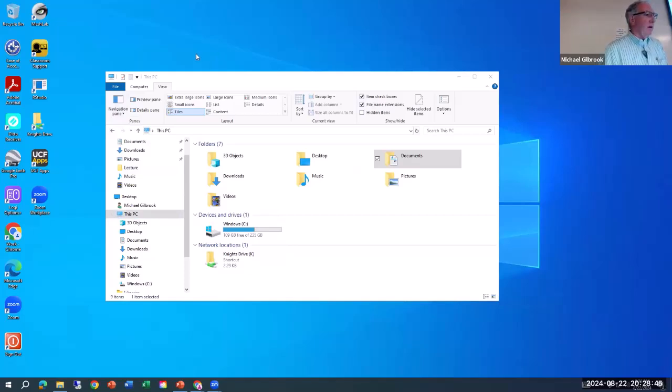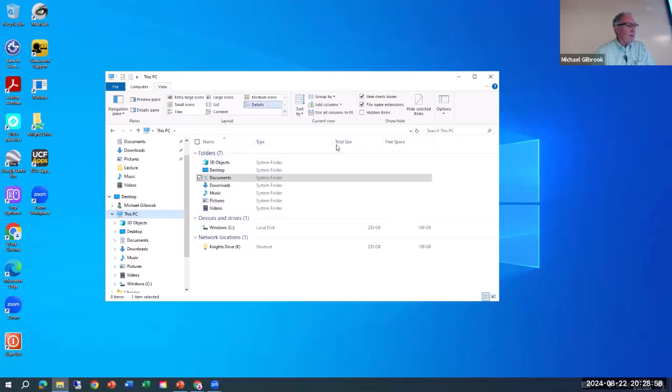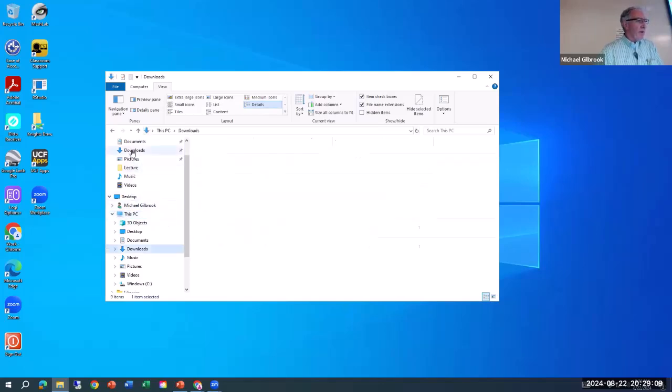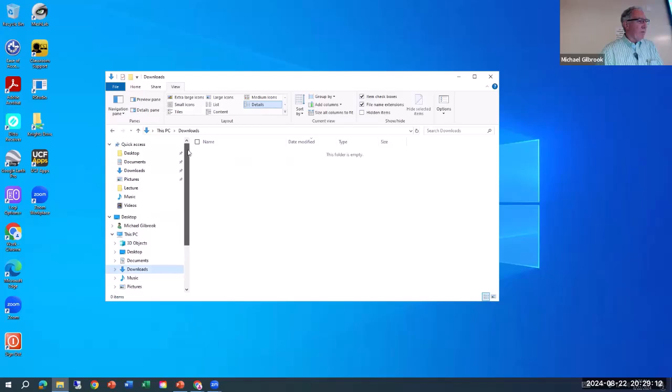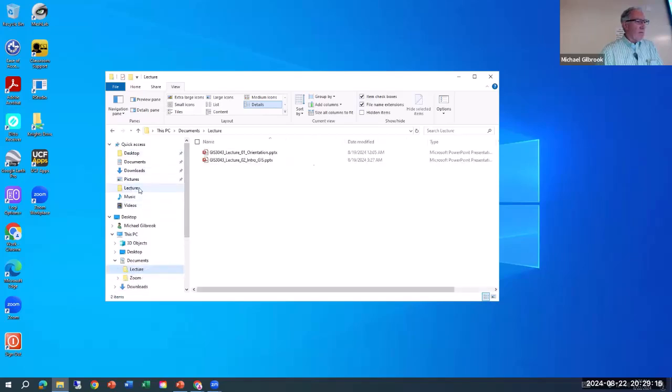Great. All right, now let's go over to this middle area, and currently you can see mine set to tiles. Let's change that to details. So now you can see I've got the type, the size, and depending on where I'm at, it will also show the last time that file was modified. So if I go to where I've actually got some files, for example, like here, you can see the date modified, the type of file, and its size in kilobytes.